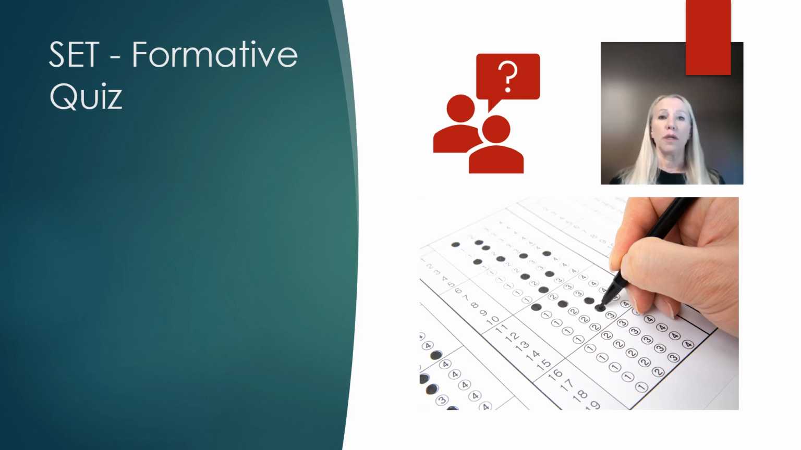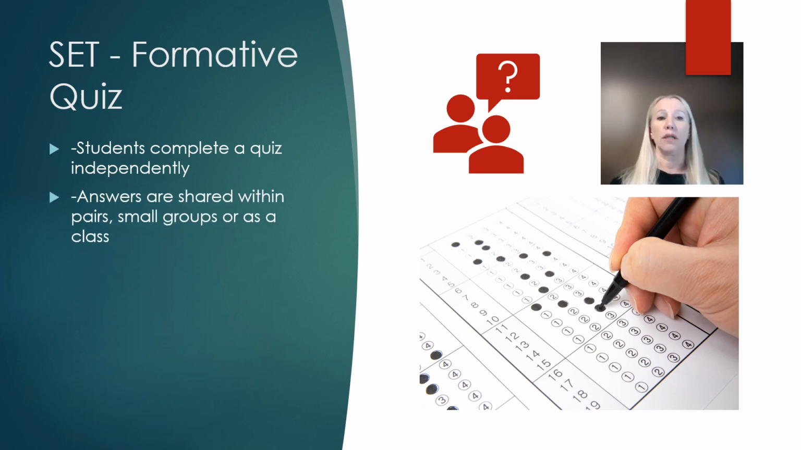Now, with the Formative Quiz, the student will complete a quiz independently. Once they have completed that quiz, they'll get together either in pairs or a small group or as a class, and they will compare their answers. And then once they do that, the instructor will then review the answers with the class.